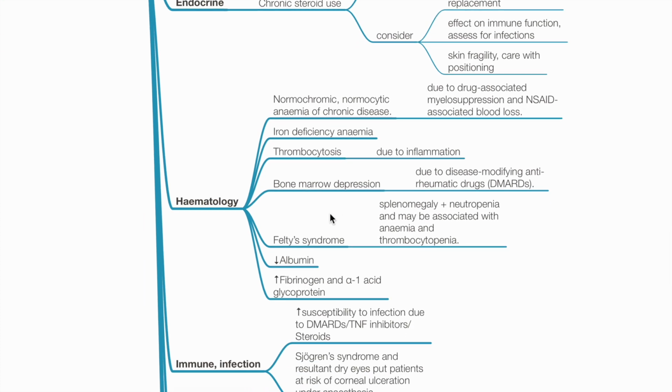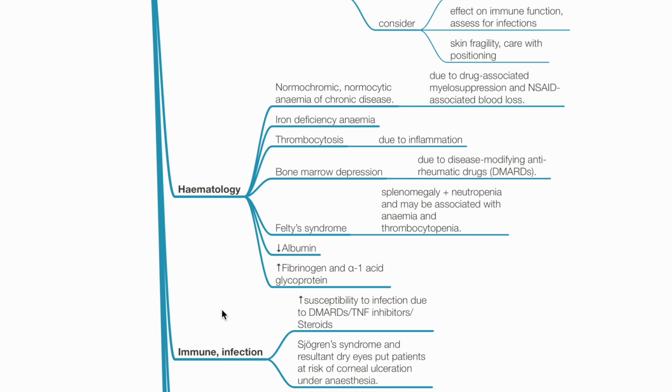Hematology. Normochromic normocytic anemia of chronic disease due to drug-associated myelosuppression and NSAID-associated blood loss. Iron deficiency anemia and thrombocytosis may occur. Bone marrow depression may be caused by DMARDs. Felty syndrome is splenomegaly plus neutropenia in rheumatoid arthritis, and this may be associated with anemia and thrombocytopenia. There may be low albumin levels and high fibrinogen and alpha-1 acid glycoprotein levels.